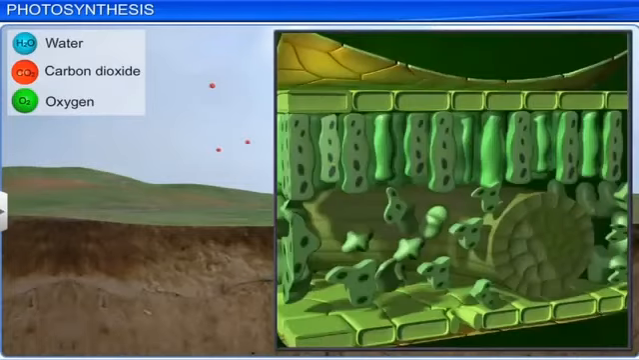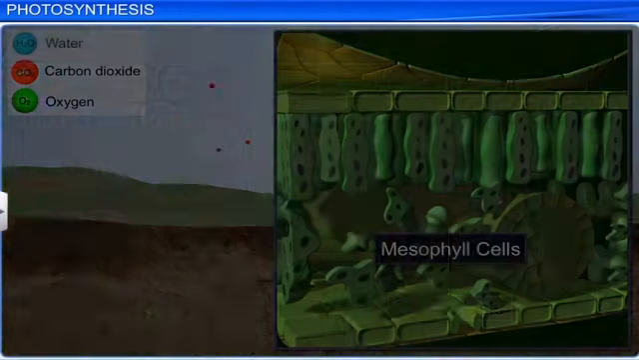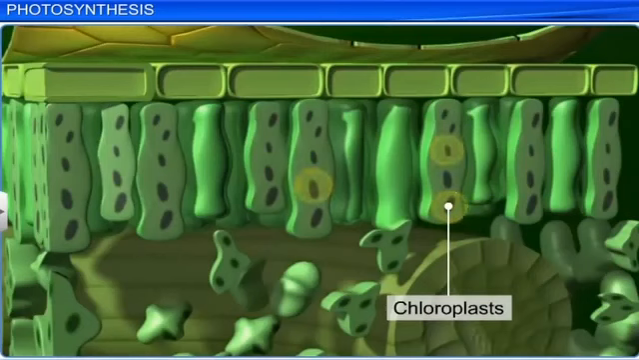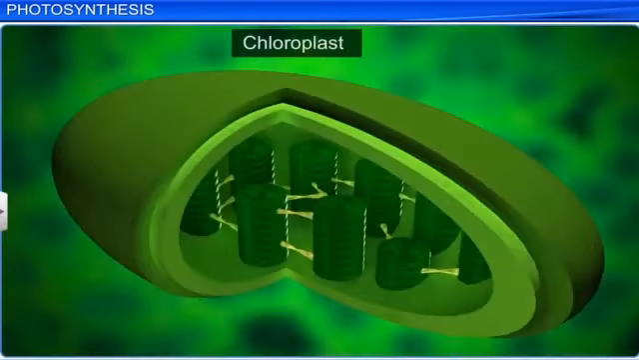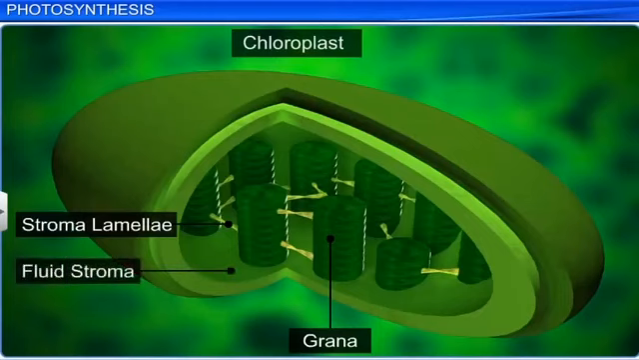Photosynthesis takes place in the chlorophyll pigments of the green leaves and stem. In the mesophyll cells, they align themselves near the walls to obtain maximum sunlight. The chloroplast consists of grana, stroma lamellae, and fluid stroma.